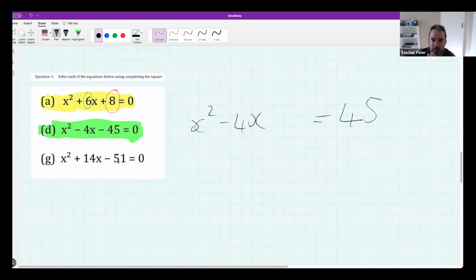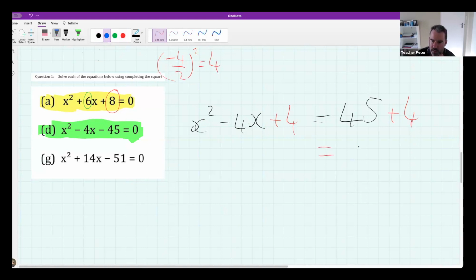So step one, move the 45 across. What is the number that I need to add to both sides to complete the square? So I take -4, I divide it by 2, and then I square it. And that's -2 squared, so that's 4. So I just add 4, and I add 4.